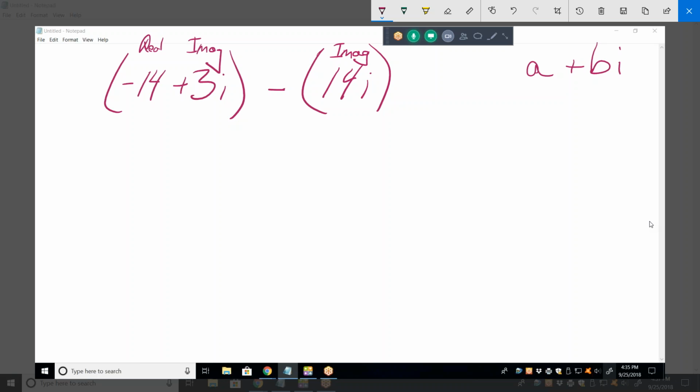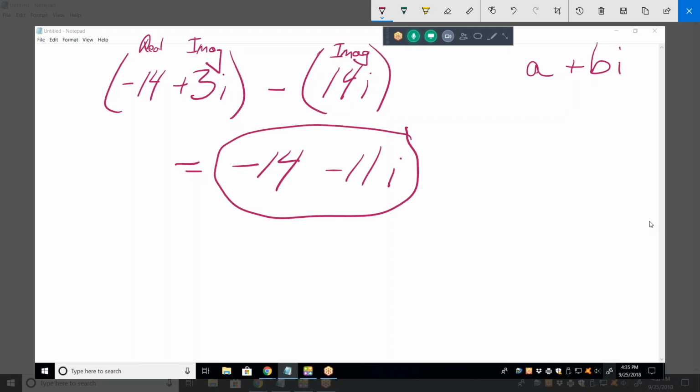So add the real parts, or not add, but subtract. What is minus 14 minus 0? Minus 14. Okay. And then subtract the imaginary parts. Negative 11i. And that is of the form a plus bi.